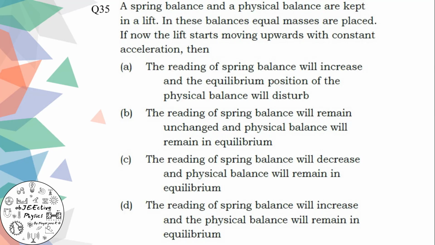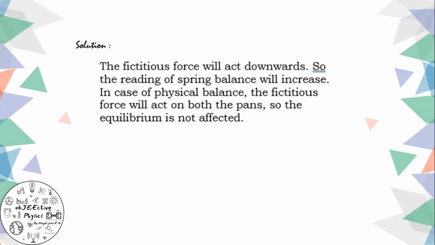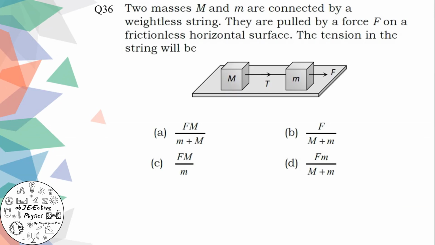A spring balance and a physical balance are kept in a lift. In these balances, equal masses are placed. If now the lift starts moving upwards with constant acceleration, then. Solution. The fictitious force will act downwards. So, the reading of the spring balance will increase. In case of the physical balance, the fictitious force will act on both the pans. So, the equilibrium is not affected. 36.